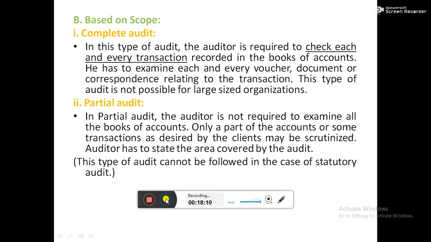So in simple terms, we can say partial audit is a type of audit where the auditor need not examine all the books of accounts. He can verify only a part of the accounts, only some transactions as desired by the clients, as asked by the clients.